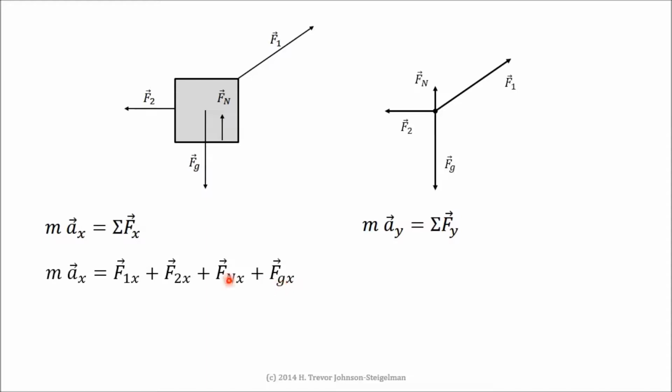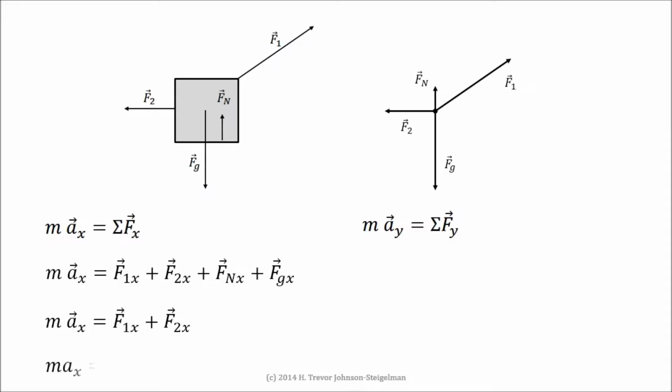There's no x component of the normal force in this particular situation. So we're going to get rid of those. You might do something like cross these guys out or something similar to that. But we're only left with the x components of force 1 and force 2. And then we're going to write this down as an algebra equation.